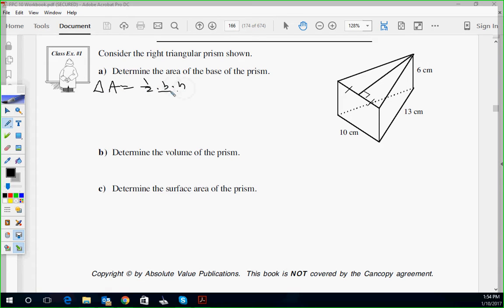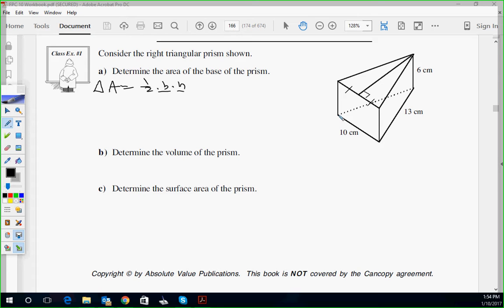Then we go and see, what do I know? Do I know the base? Do I know the height? What's the base? What's the height? Nope, 6 is this height. We're talking about just this triangle here. What's that, Jake? Yeah, use the Pythagorean theorem.